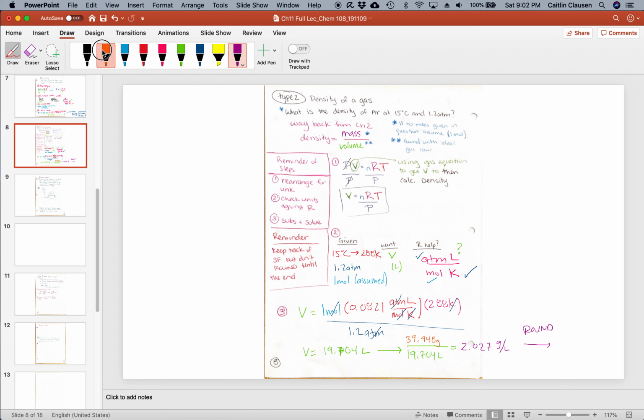So remember, from this whole equation, 2 sig figs. So I should be rounding here, but I rounded the last step, and I end up with 2.0 grams per liter, which is the density of argon in this scenario.